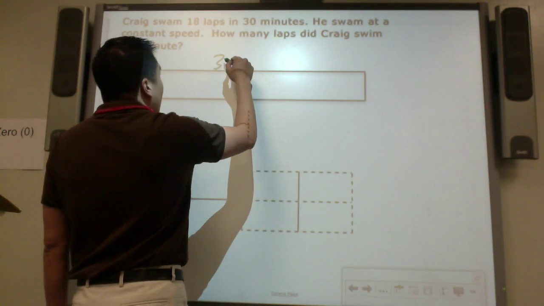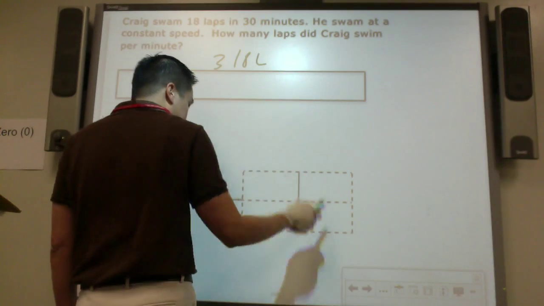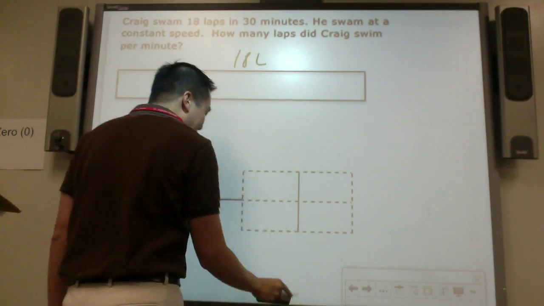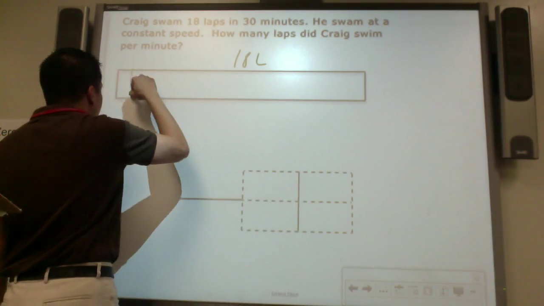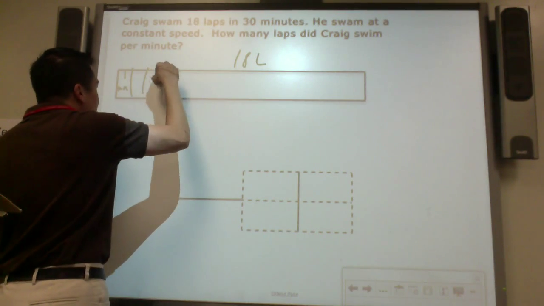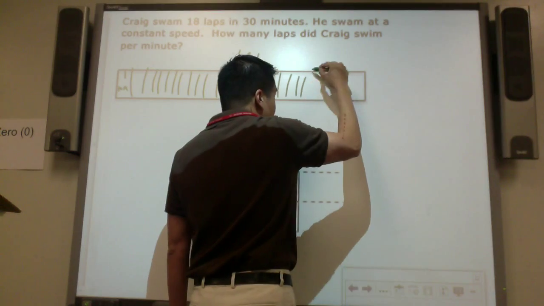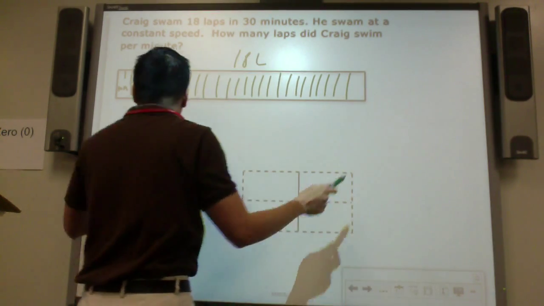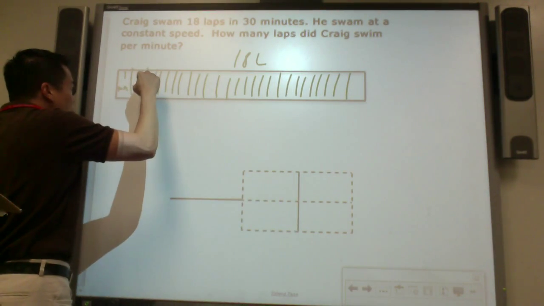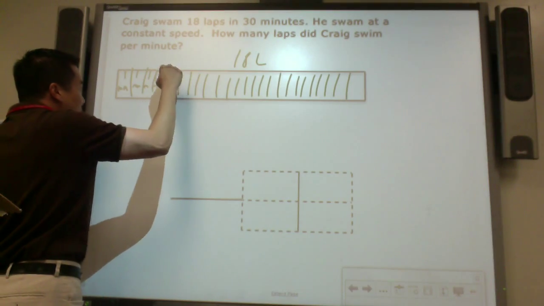So there are 18 laps here. I want to know for every 1 minute. Each one of these represents 1 minute. 1 minute, 1 minute, 1 minute.